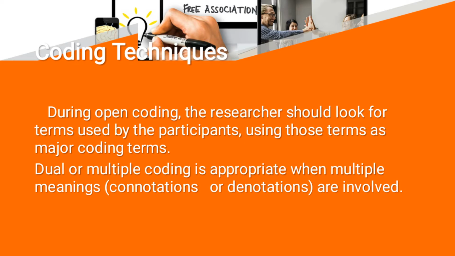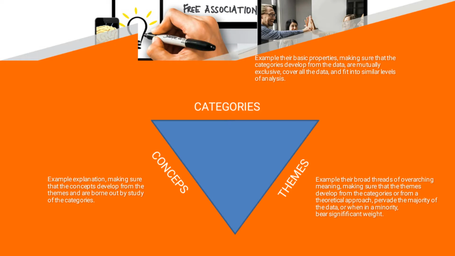Coding techniques. During open coding, the researcher should look for terms used by the participants, using those terms as major coding terms. Dual or multiple coding is appropriate when multiple meanings, connotations or denotations are involved. Moving from codes to theory. Data can be organized by 1. Categories, for example their basic properties, making sure that the categories develop from the data, are mutually exclusive, cover all the data, and fit into similar levels of analysis.